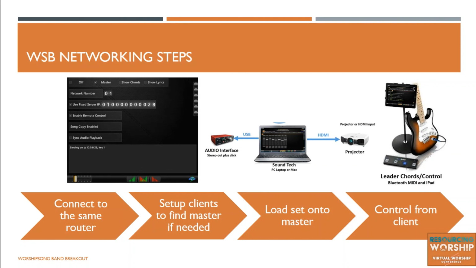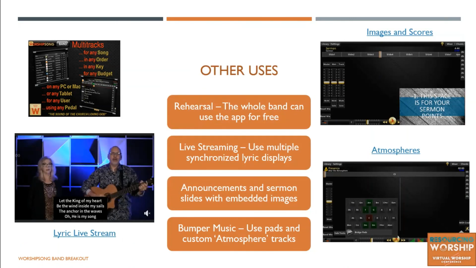The networking steps look like this. You connect everything to a shared router. You set up your clients to find the master. You might not have to use this fixed IP setting. Then you load your set onto your master, so your master holds the set, and then you control that from your client application. And again, there's more detail on the website for all this stuff.